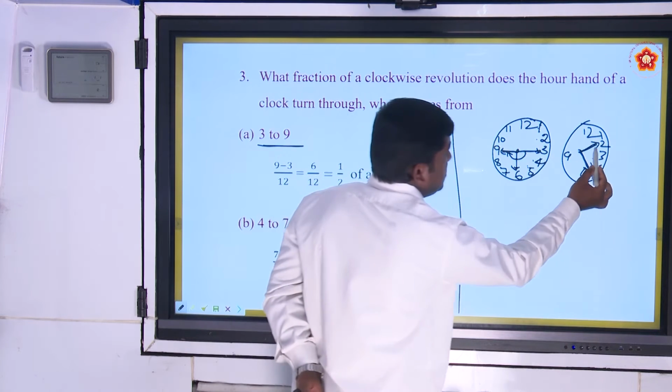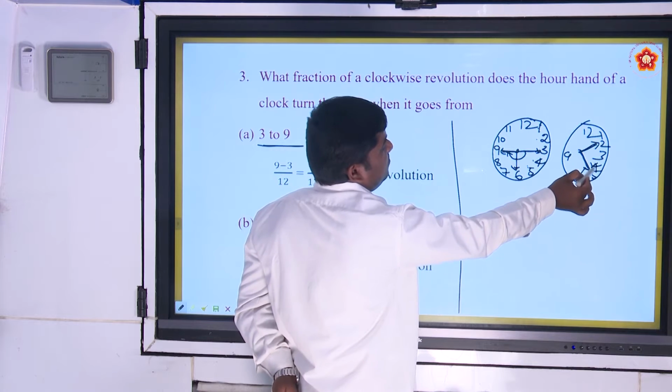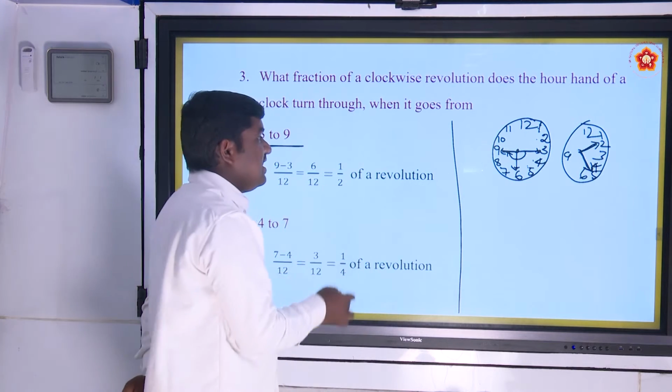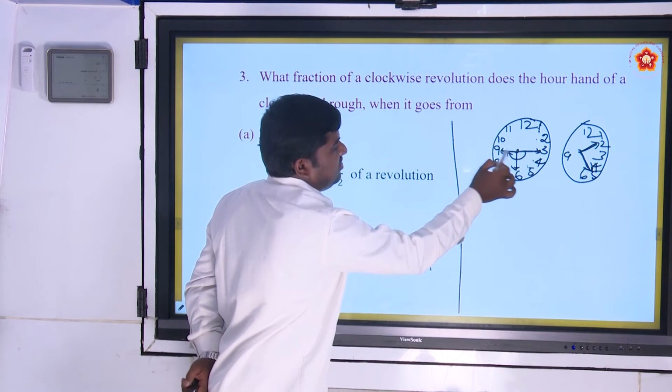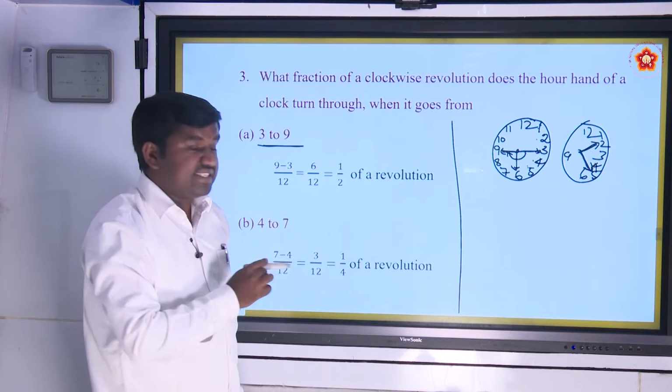See, a right angle means it has to move 3 digits: 2 to 3, 3 to 4, 4 to 5. Here it moves from 3 to 9, which means half of a revolution. Next one, 4 to 7.